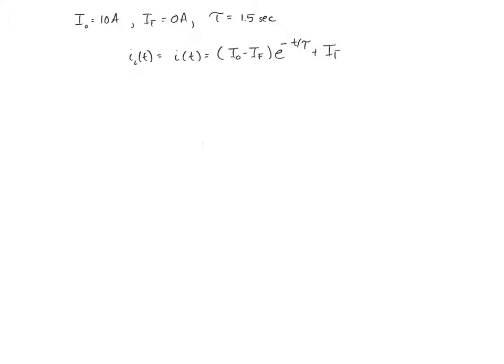Okay, so now that we found our boundary conditions, we found that the initial current was 10 amps, the final current goes to 0 amps, and our time constant is 1.5 seconds. We fill in the expression for the current through that inductor, which is what we define as I, as a function of time, equals the initial minus the final, times e to the minus t over tau, plus the final. Subbing those in, we get 10e^(-2t/3) amperes.